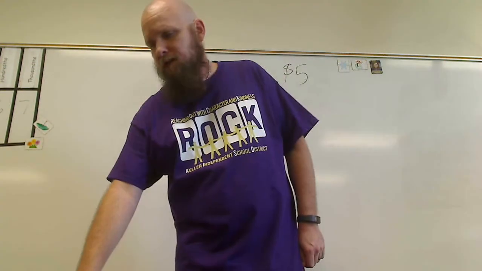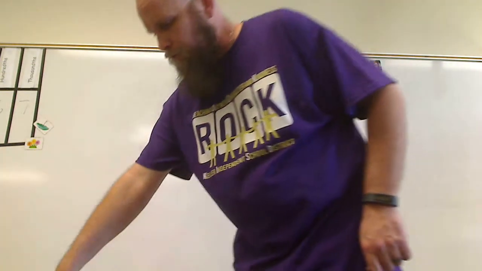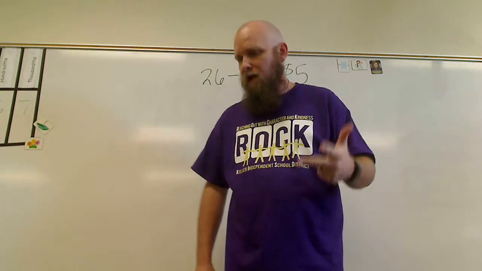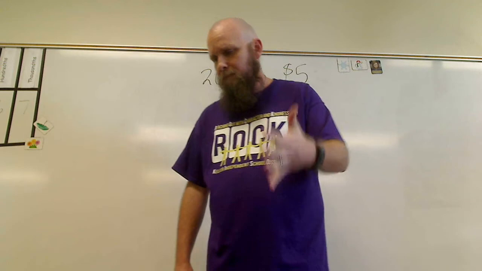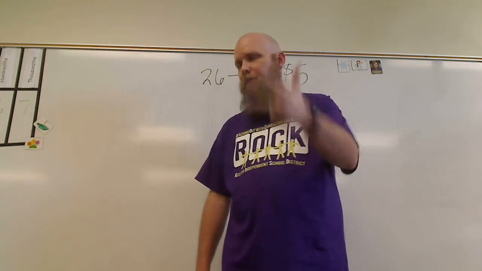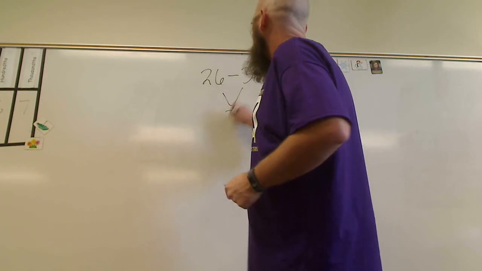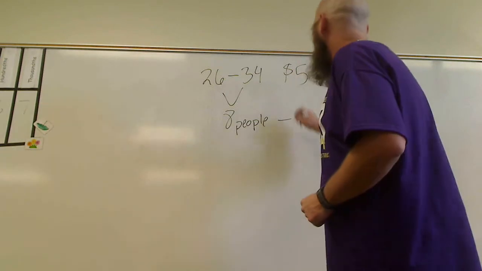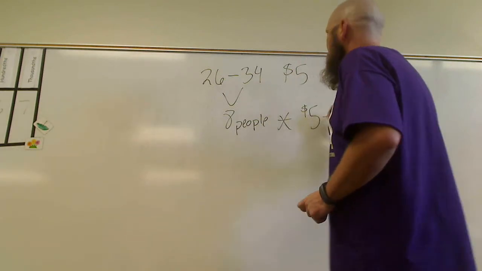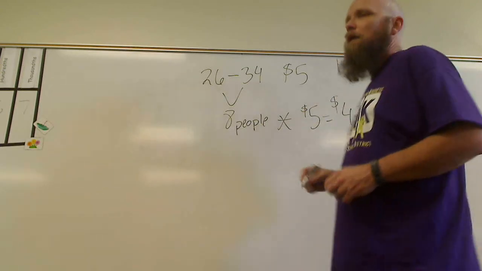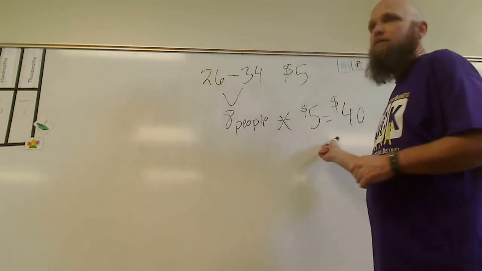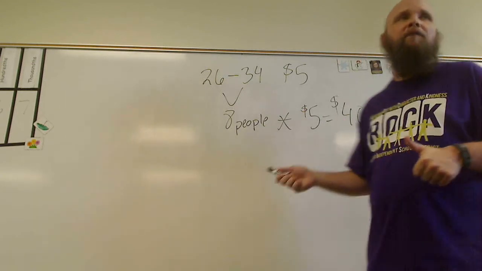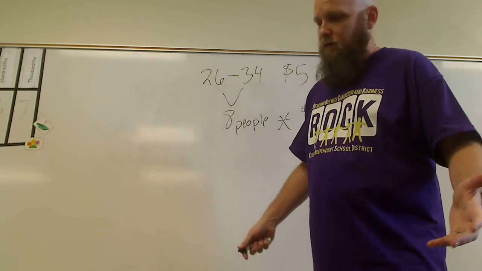So if we go to our 2 stem and we go all the way out, do we count 26? Yes. So 26, 27, 28, 28, 30, 32, 32, 34. Okay? So these were 8 people. And if each of those people got a $5 gift card, they gave out $40 in $5 gift cards for that. You're multiplying 5 times 8. 8 people, each of those 8 people got a $5 gift card. But are we done? No.